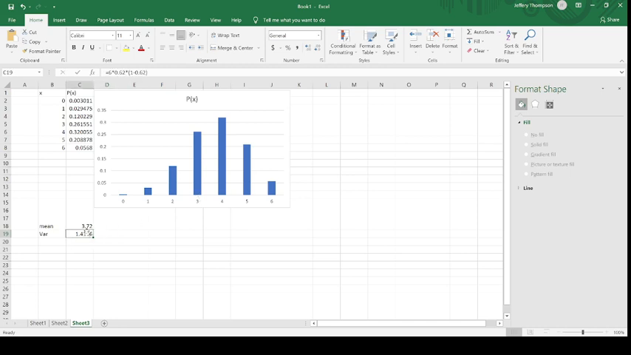So it's 6 times 0.62 times 1 minus 0.62. And the standard deviation is the square root, SQRT, of that previous cell, which was C19. And there I have my measurements. And so now I can talk about this distribution just like we did with descriptive statistics.